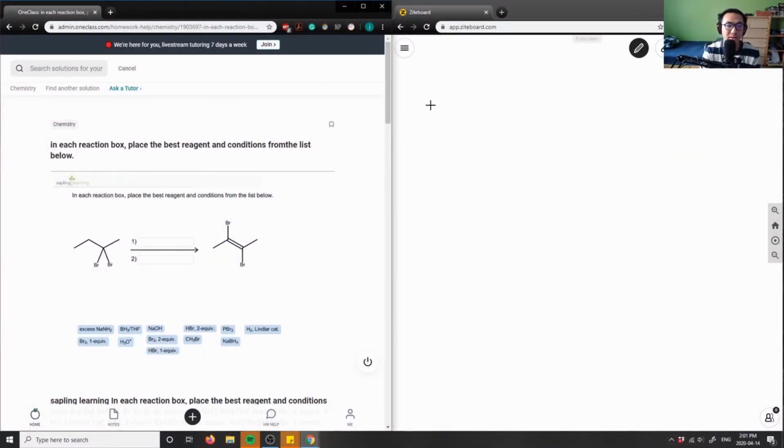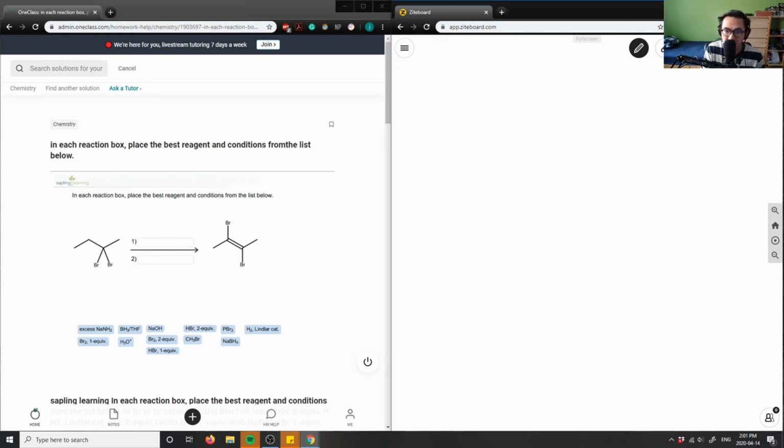It says in the reaction box, place the best reagent and conditions from the list below. So I'm going to redraw this, and basically it says here I have a dibromide. The IUPAC name would be 2,2,3-dibromobutane. So that's what I would have here. I would have Br and Br.